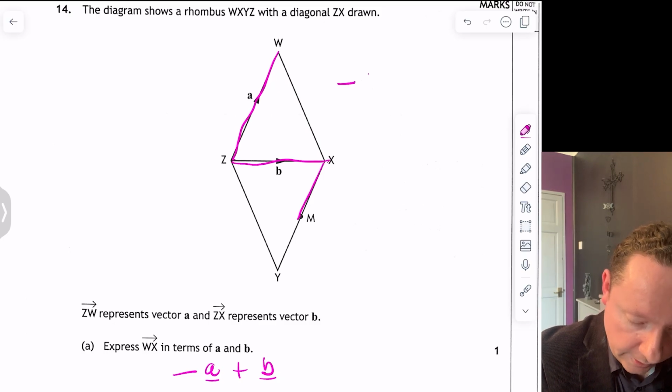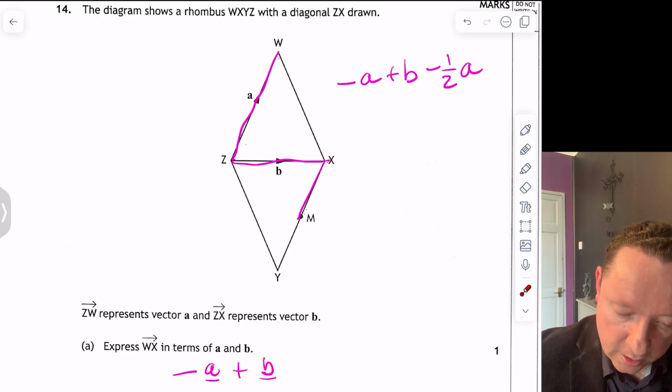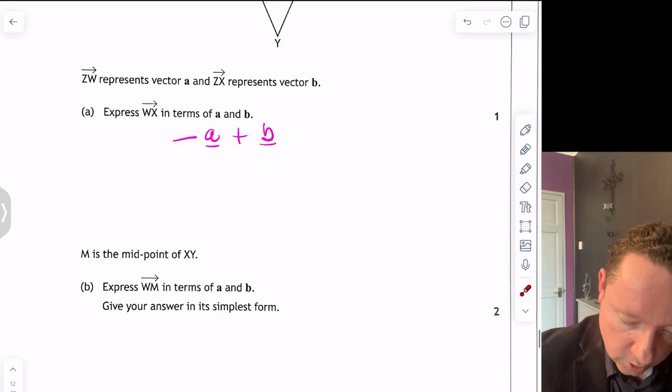I've got minus A plus B, like I've already done. And then down here is just a half of here. And I'm going in the opposite direction, so it's minus a half A. Because I'm not going up the way, so it's not plus a half A. I'm going down the way, so it's minus a half A. So I'll write that in the question place.